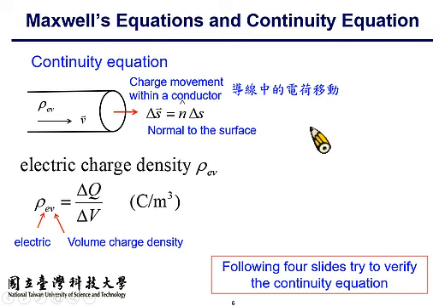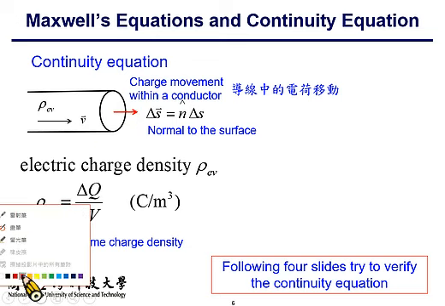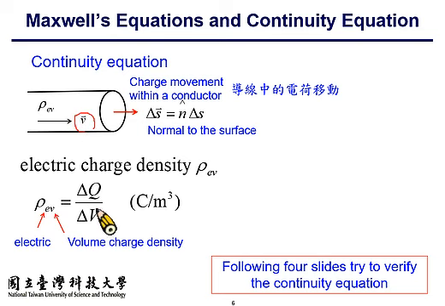We have conducting wires, and electrical charge flowing in them due to, say, electrical potential from a voltage difference. So we have electrical charge moving at the speed of v. The cross-section area of the wire is delta s, where n is the normal direction of the cross-section area.